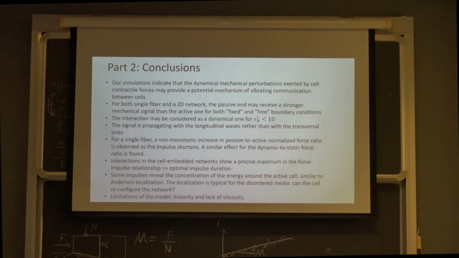So the conclusions are that our simulations indicate that the cells can interact with each other dynamically, and this works both for the fixed and free cells. We also introduced the limit until which the impulse can be considered a short one, and this is the following number, where tau_in is the ratio between the impulse duration and the time of signal propagation in the network.